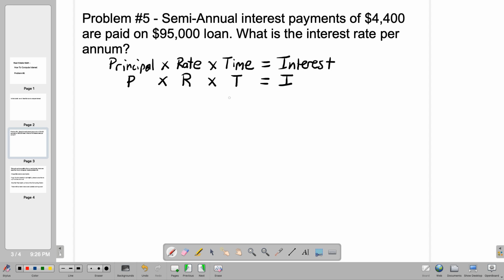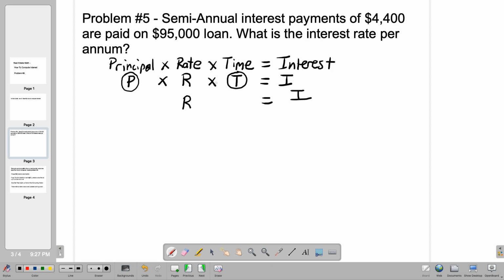Alright, so in the problem it says semi-annual interest payments of $4,400 are paid on a $95,000 loan. What is the interest rate per annum? So that means that we're solving for the rate. So once again, we're going to keep the R on the left side of the equal sign. We already have the I on the right, and that means we want to move the P and the T over to the right side.